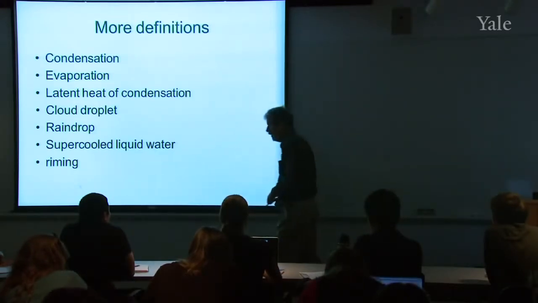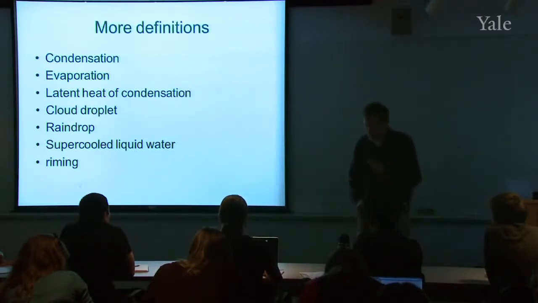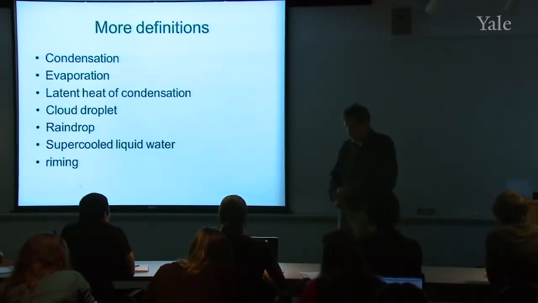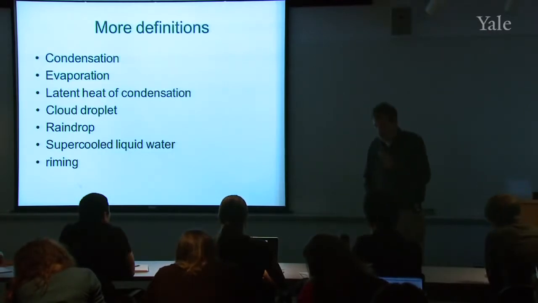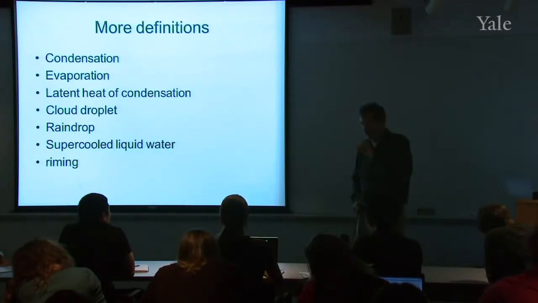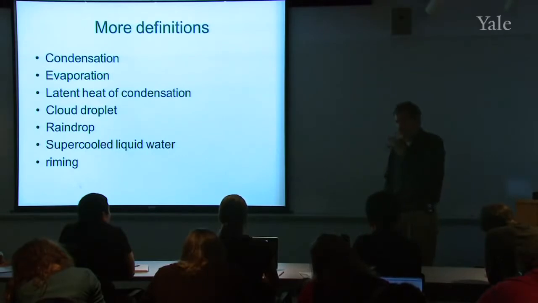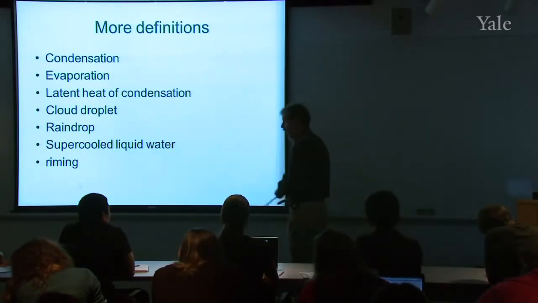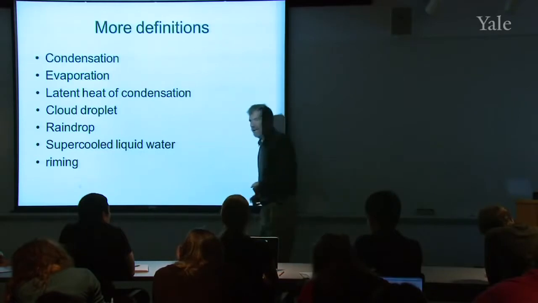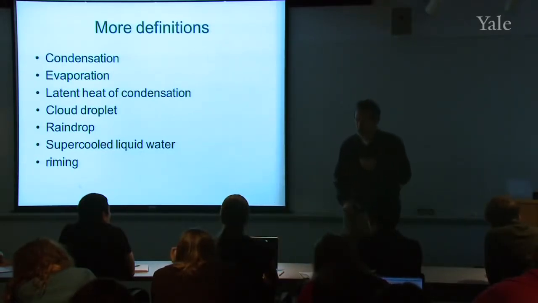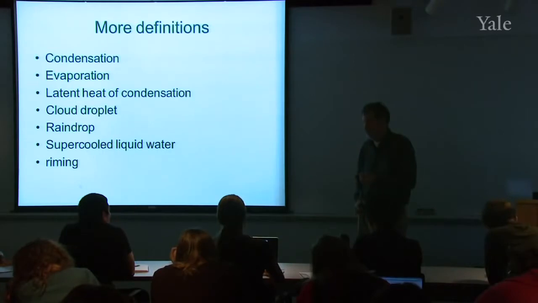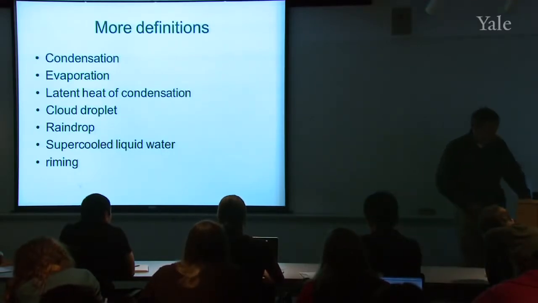And then this word, riming, which is what happens when a supercooled droplet hits something. It wants to freeze. When it hits an object, it'll probably freeze upon impact and stick to the object as a frozen piece of water, a piece of ice, stuck to the surface. That is called riming, that process of having supercooled water freeze upon impact. Questions on this? Okay, well, that's a lot of definitions.